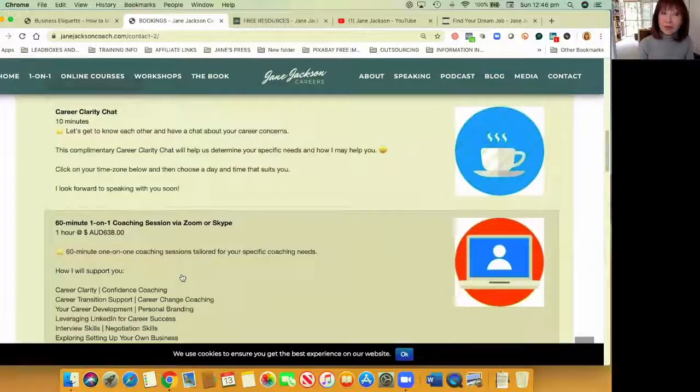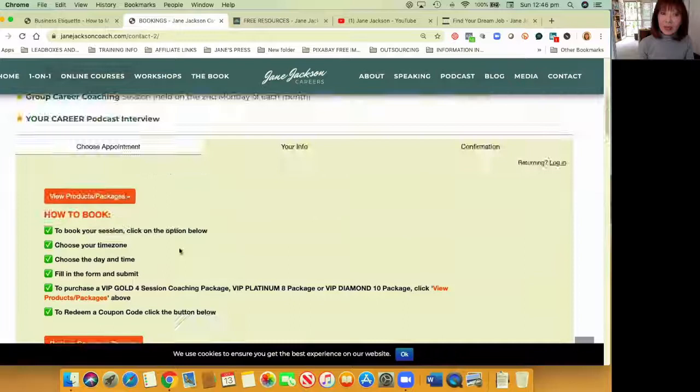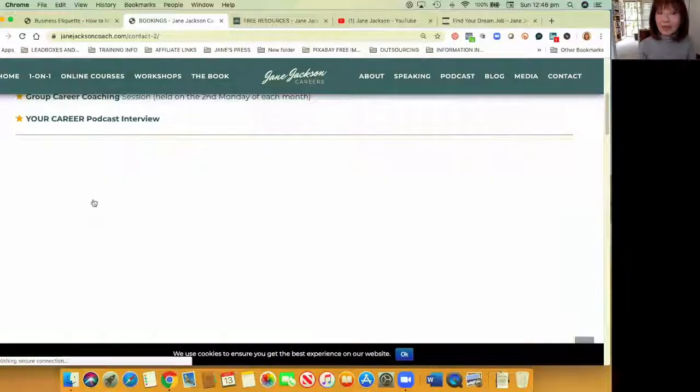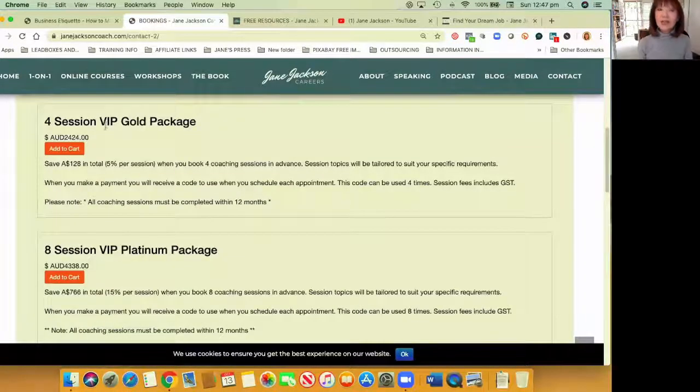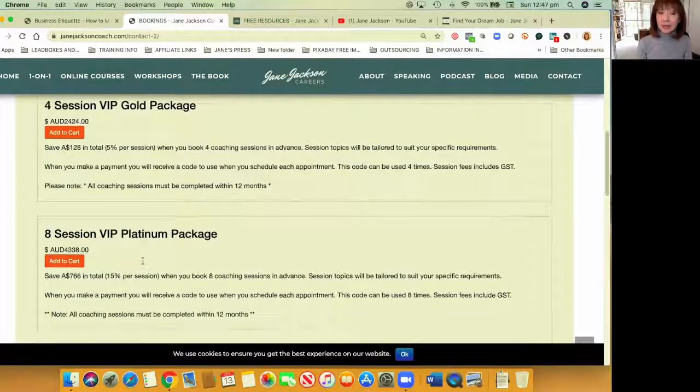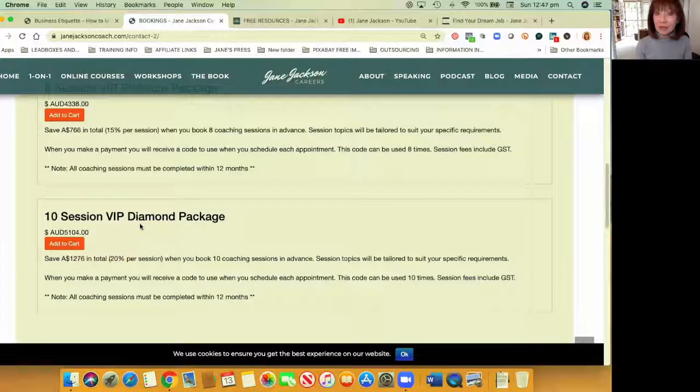But then the full and remarkable solution will be products or packages. The packages are the VIP Gold package, the VIP Platinum package, and the VIP Diamond package. That's my full and remarkable solution, which goes up to over $5,000 that people pay for. So you can see you've gone from free to paying over $5,000. Usually people are not going to pay thousands of dollars until they've got to know, like, and trust you. So this is what the ascending transaction model is all about.